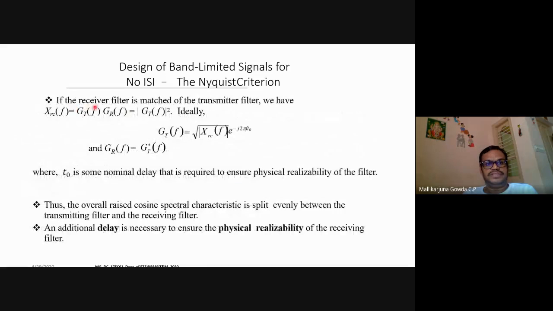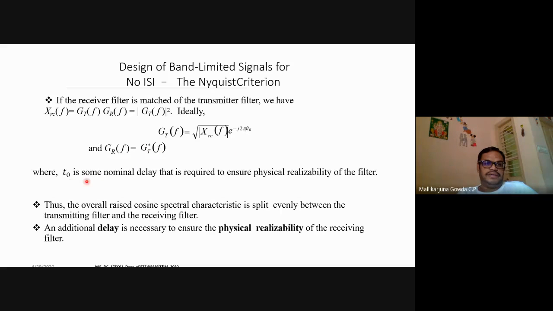If the receive filter is matched to the transmitter filter, so GR of f is equal to GT of f, then we can write X RC of f is equal to, substituting GR of f as GT of f, GT of f whole squared. So GT of f is the square root of this, right? This is understandable, and we say GR of f is equal to the complex conjugate of GT of f.